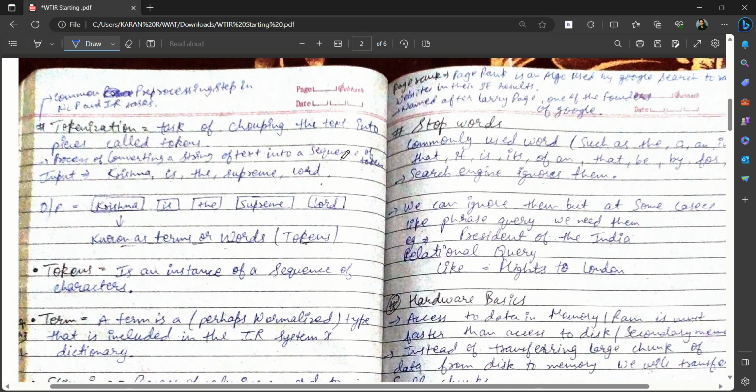So here, the next topic is tokenization. It might be possible that the page is not clear to you, or not visible to you crystal clear.